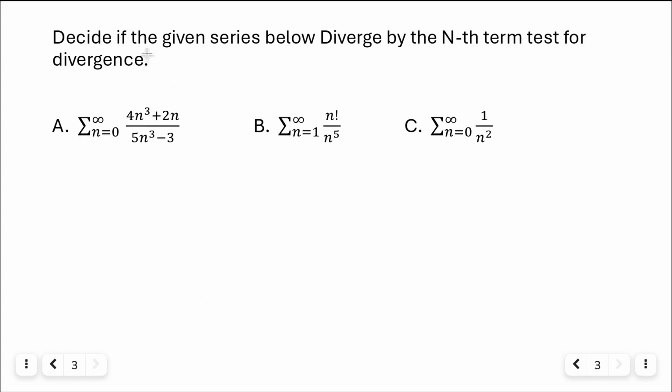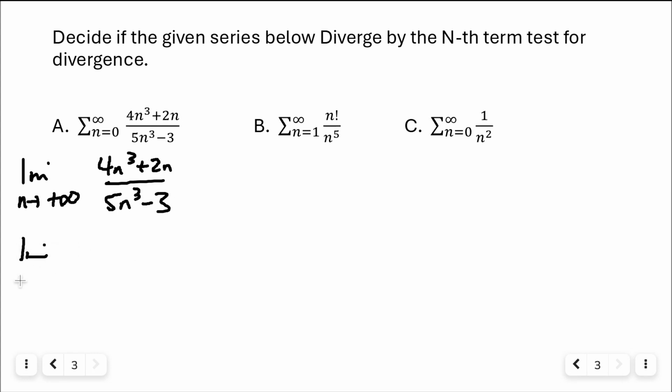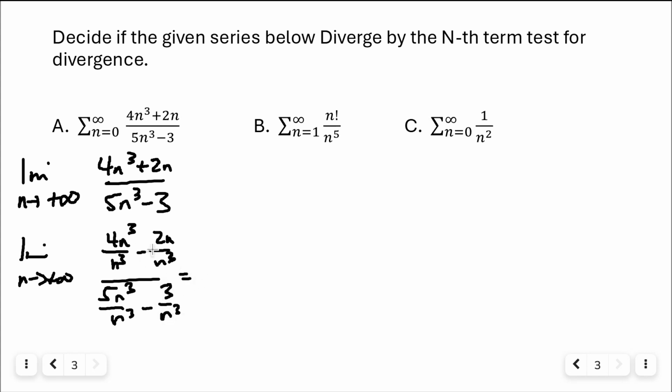Let's figure out if this series diverges by the nth term test. We have 4n cubed plus 2n over 5n cubed minus 3, and we're going to take the limit as n approaches infinity. Again, you could use L'Hopital's rule on this, or you could divide by the dominant power. I'm going to divide by the dominant power. So that's 4n cubed over n cubed plus 2n over n cubed, over 5n cubed over n cubed minus 3 over n cubed.